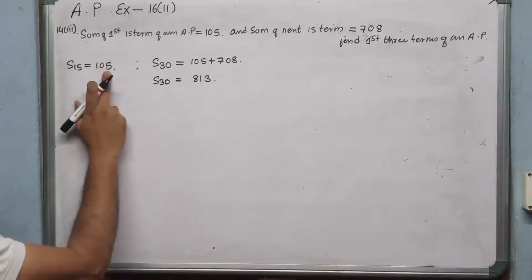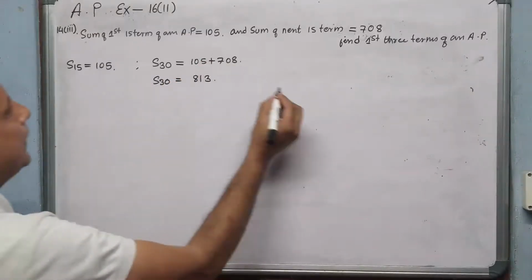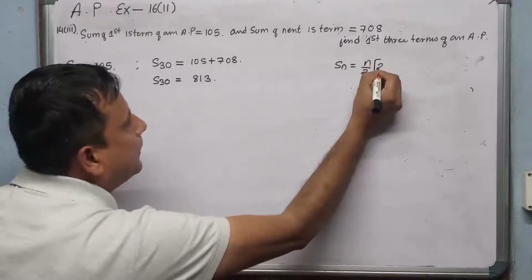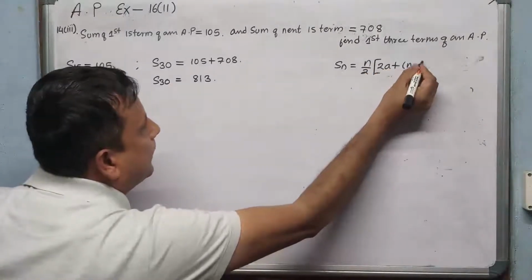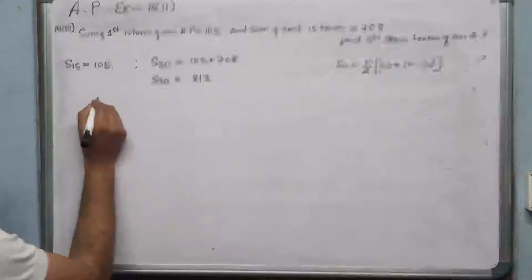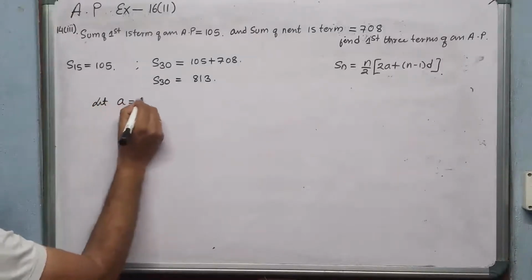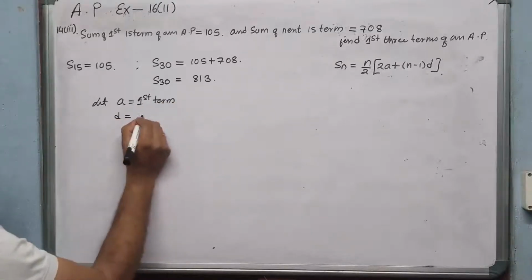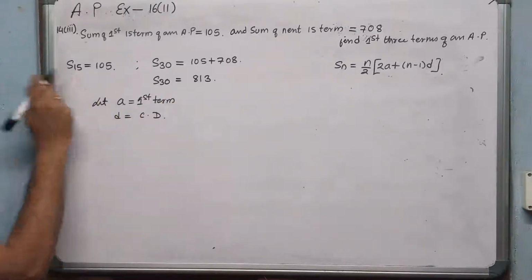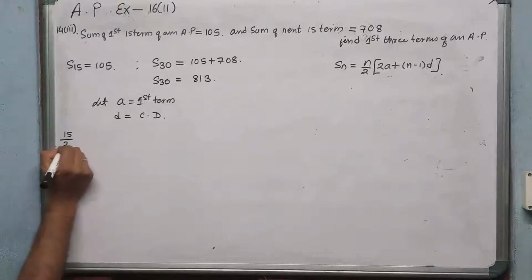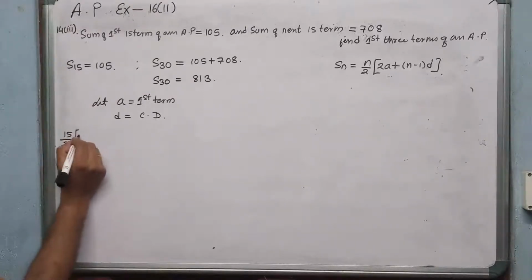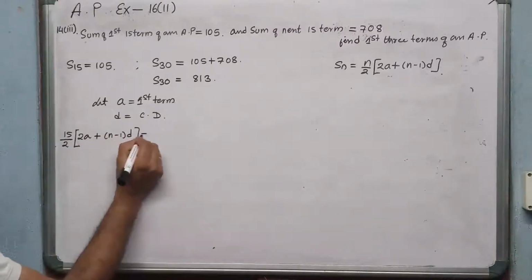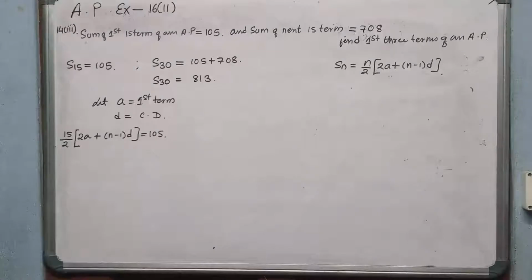The sum of the 15 terms is 105, means we use the sum formula. Sum formula that you have to use: Sn is equal to n by 2 into (2a plus (n minus 1) into d). Now let a be the first term and d the common difference. S15 is given by 15 by 2 into (2a plus (n minus 1) into d) equals 105. You will get one equation over here.